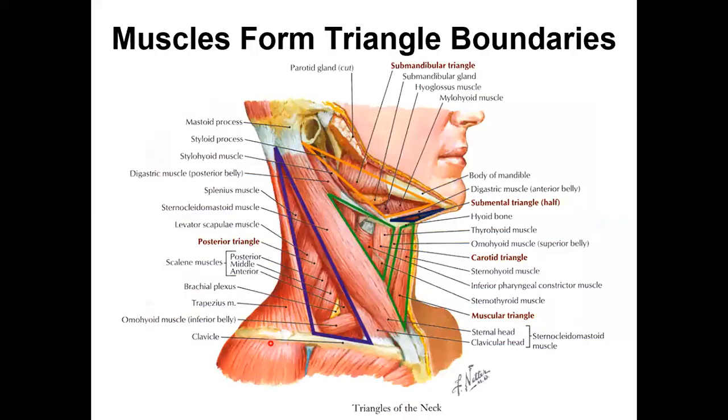Okay. So getting back to our triangles in the neck, you can see here in blue, this is our posterior triangle. And then these four smaller triangles are the subdivisions of your anterior triangle.